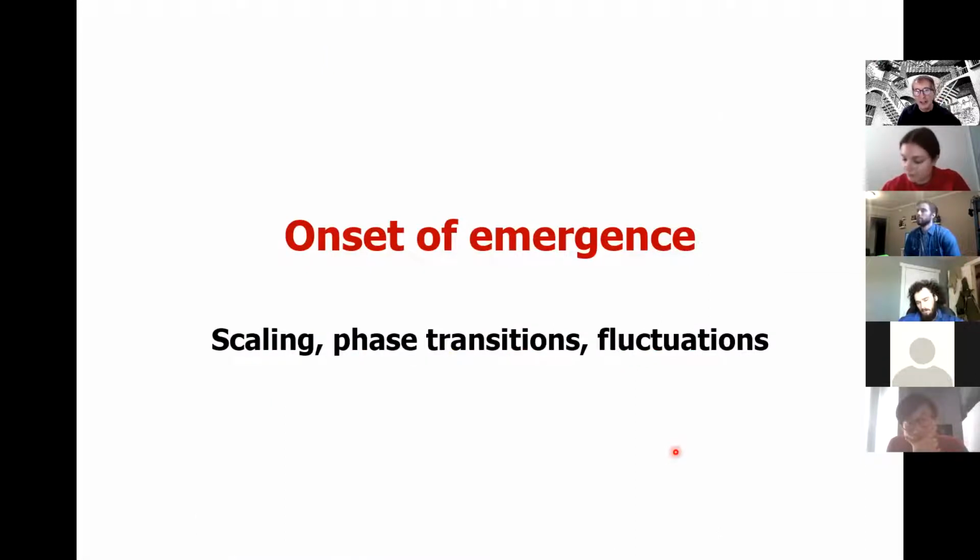Okay, so I think this is a good time to end. It's 3:17. We're supposed to end at 3:20. What I'm going to talk about next is the emergence of the emergence of emergence, if you will, the onset of emergence. I'll talk about scaling, phase transitions, and fluctuations, and the difference between what we're doing in this course and what we'll be doing in a different course that I teach on phase transitions and renormalization group. So let's leave it like that for now.